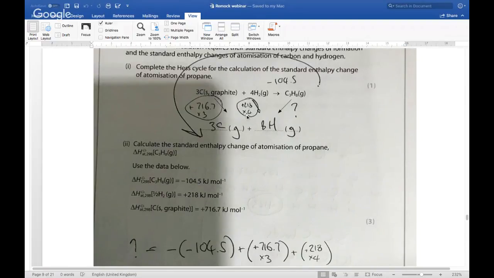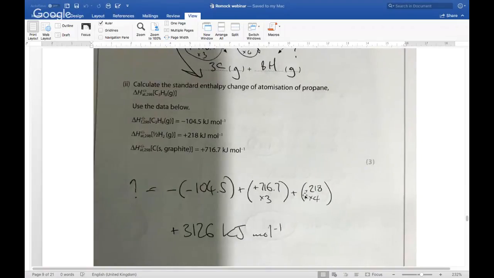218 times 8. Oops. And then that one's the question mark. You can see my overall arrow for their cycle. That way, from here to here equals from here to there. This one's against me. These two are with me. So if you then times it by the correct number, you'll get it right.